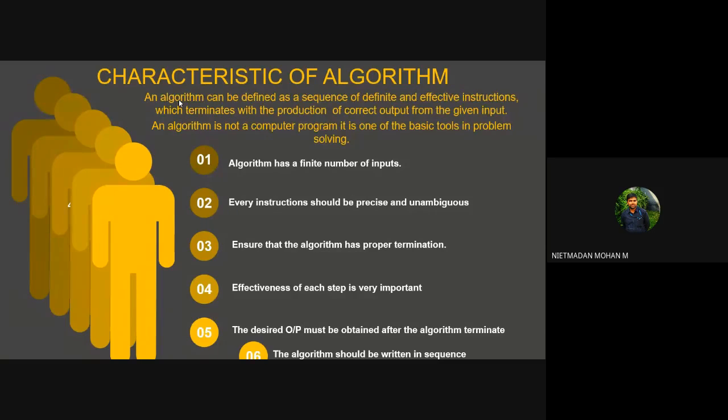Yuhendran, unambiguous means the statement should be clear. If the statement is not clear, the instruction cannot be followed precisely, so we have to clear those instructions. Okay.